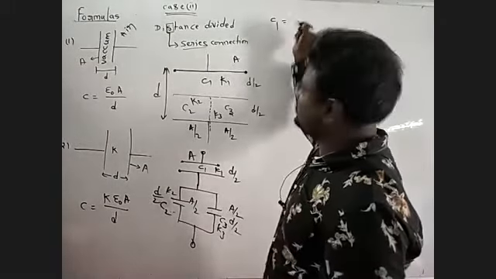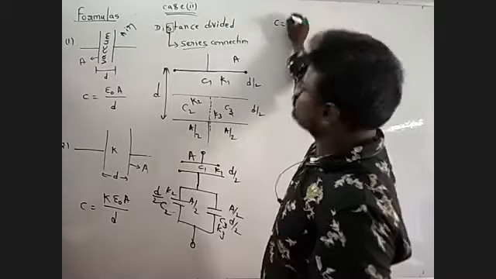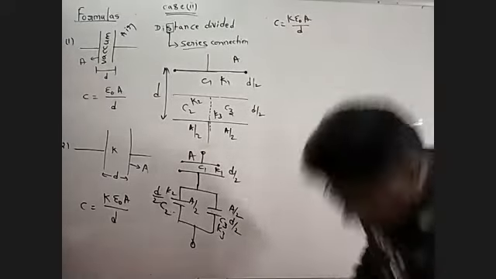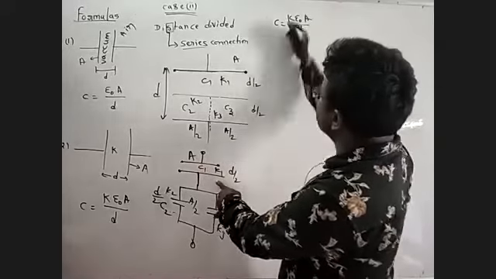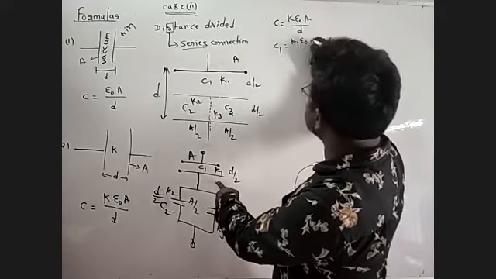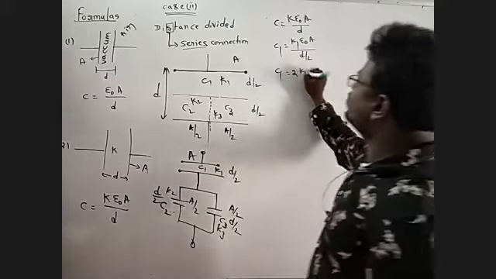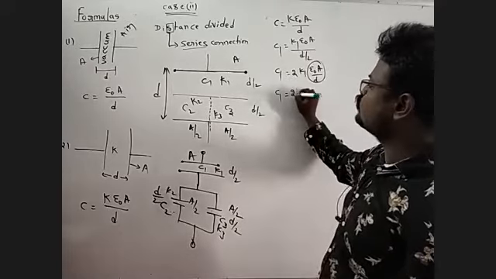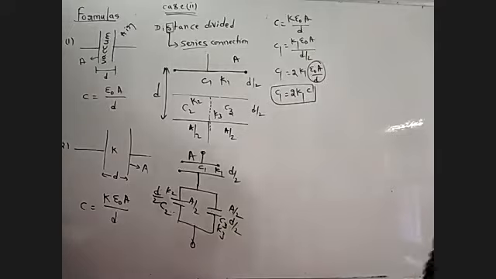Now what are the values? The general formula is C equals K epsilon naught A by D. Applying this to the first capacitor, with K1, area A and distance D by 2, we get C1 equals 2 K1 epsilon naught A by D.